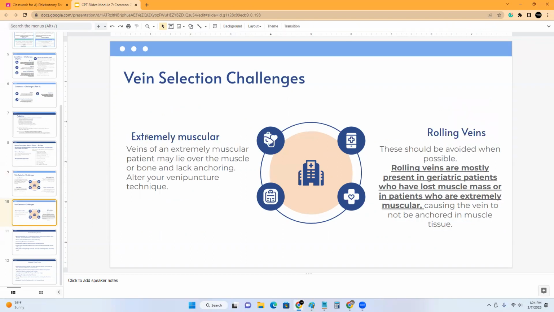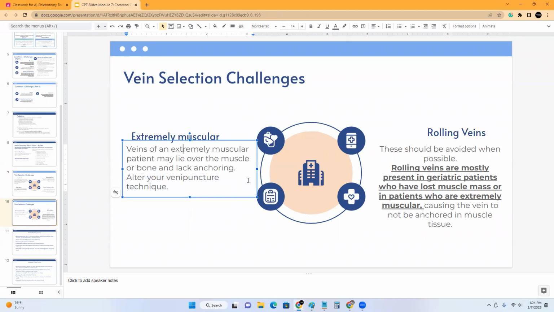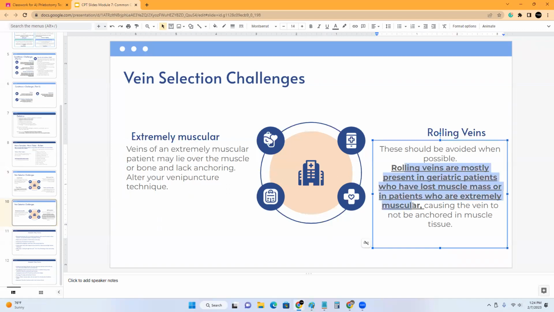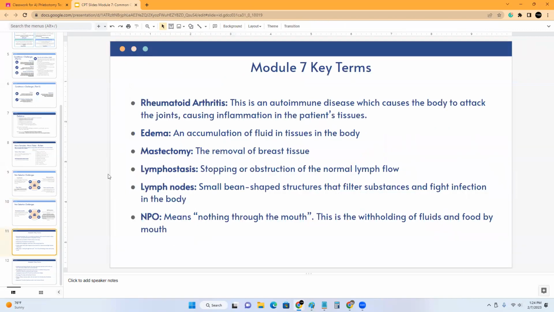Extremely muscular patients will have a lot of rolling veins. There's a lot of muscle, making it harder to anchor the vein. So you want to alter your venipuncture technique for these patients. Rolling veins should be avoided when possible, but if you have to use one, make sure you anchor it properly. Rolling veins are present in geriatric patients who have lost muscle mass or in patients who are extremely muscular.